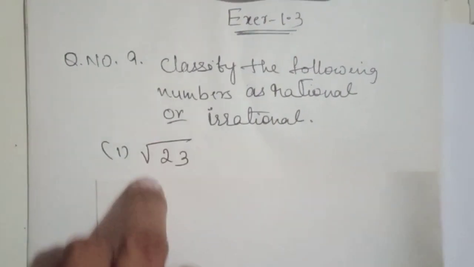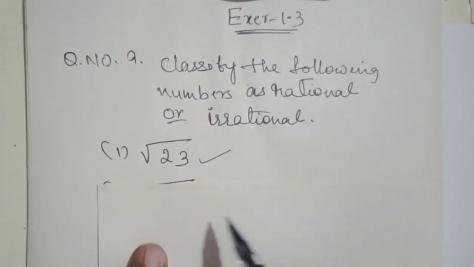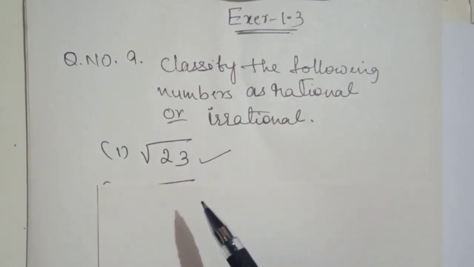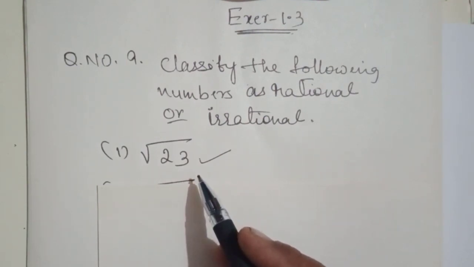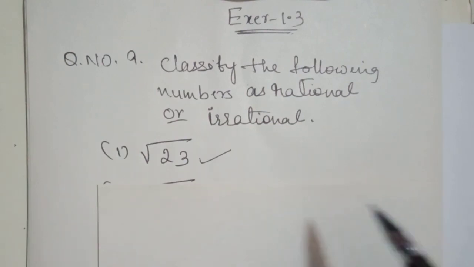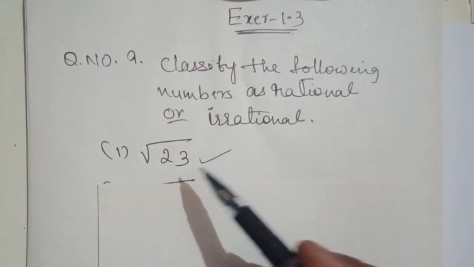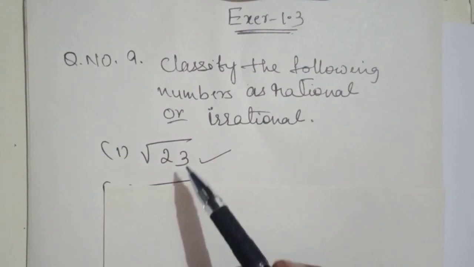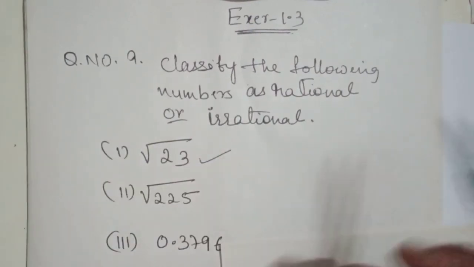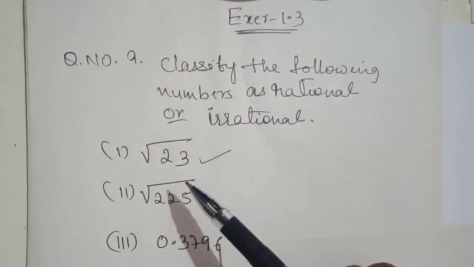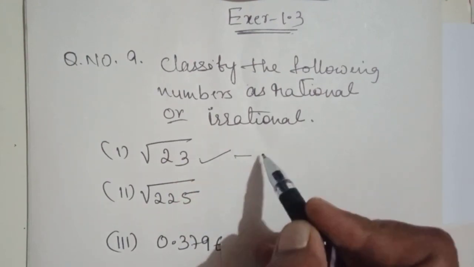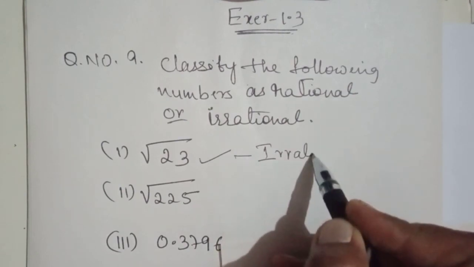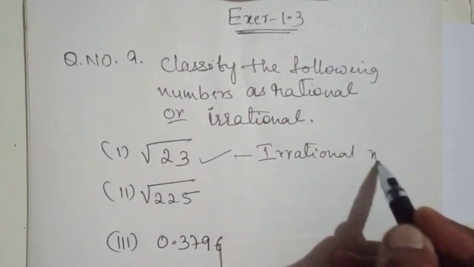The first one is root 23. So it is an irrational number. When we have square roots of numbers which are not perfect squares, you just call them irrational numbers, because when you find the square root by the division method, it is a long division and it will never end. So any square root of a number which is not a perfect square is an irrational number. So I am going to say it is an irrational number. Very simple.